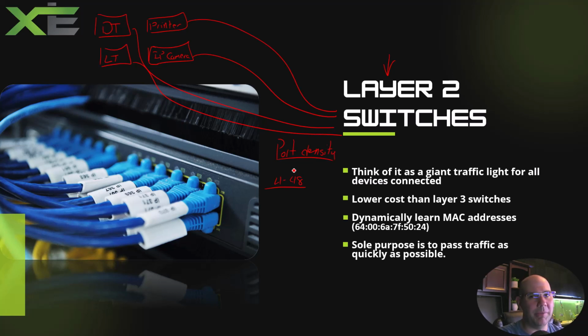Now, I know what you're probably thinking. You're like, wow, 48 ports, I have 200 devices on my network. How would I do that? Well, you can do a number of different things. And this will be a little bit more clear when we talk about network topologies and kind of what's plugged into what, but there's a number of things that you can do with a switch.